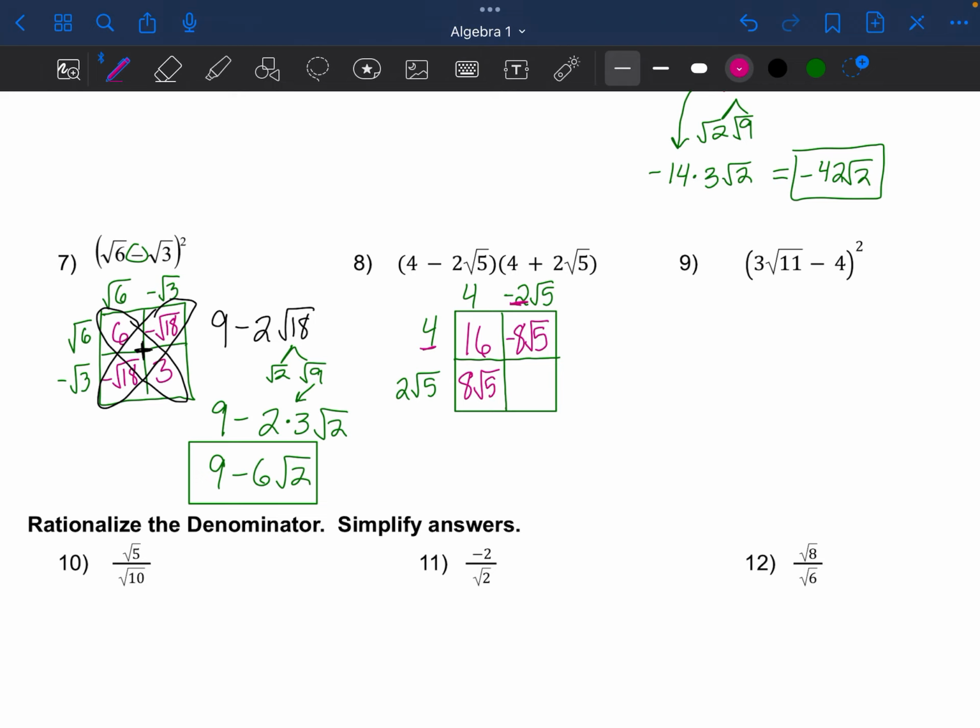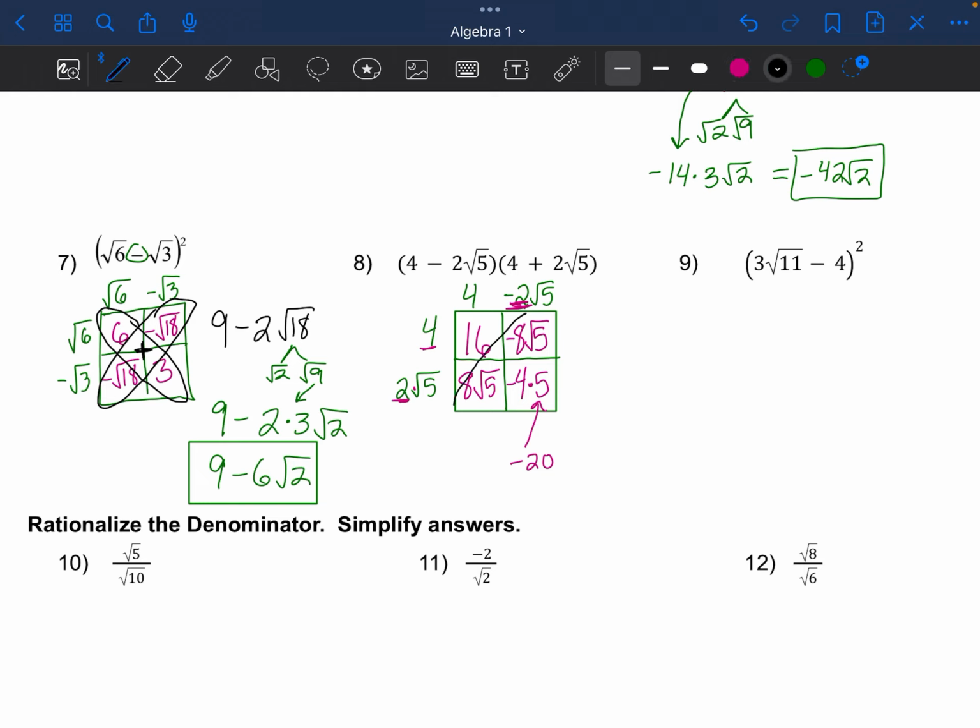And then this last part, the 2's can hang out. So negative 4. And then square root of 5 times square root of 5, well, those square roots cancel and you're just left with 5. So make sure you multiply it there with that 4. So this number right here is going to be negative 20. That's what I'm going to combine with that 16.